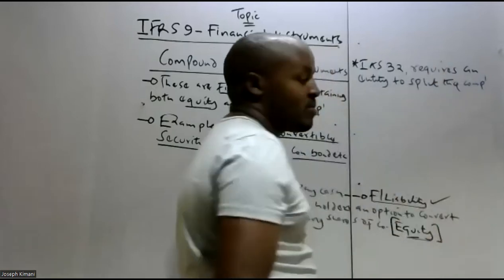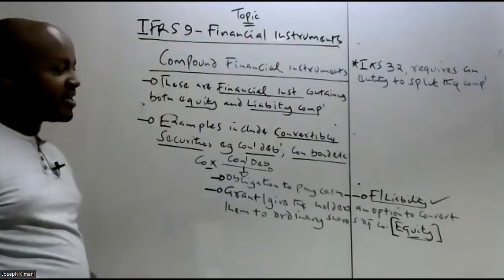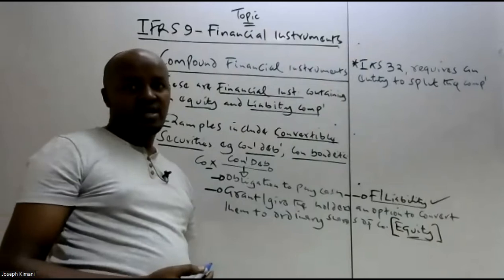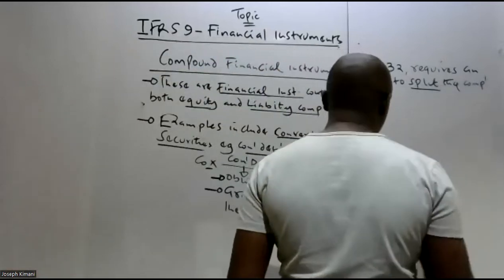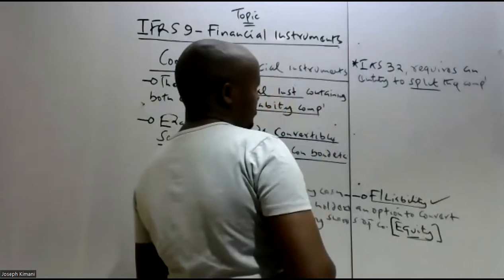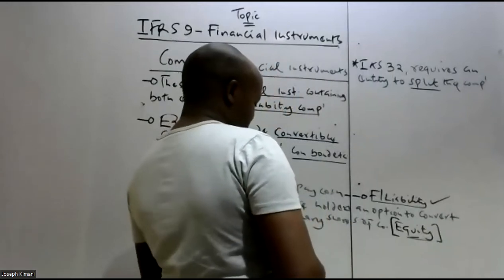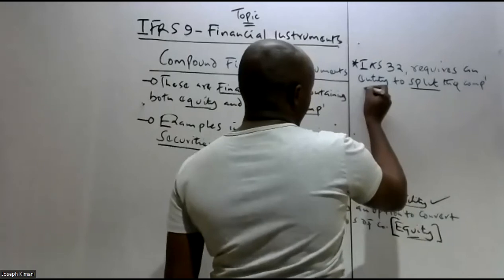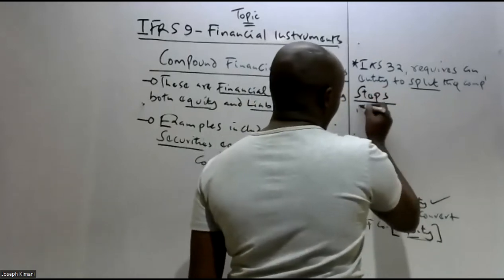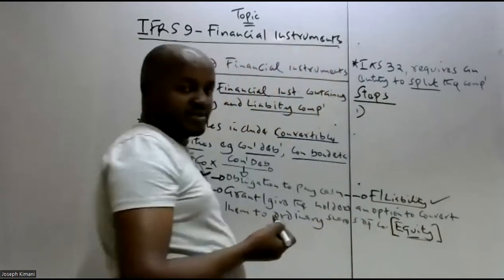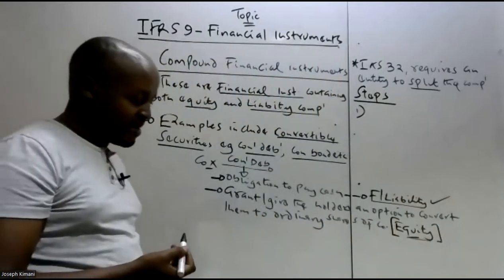So which are those two components? We are talking of the equity component and the liability component. So the two components should be split. Now, for the company to be able to split the two components, we have two steps which are followed.